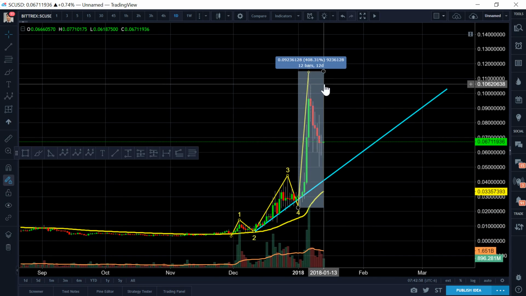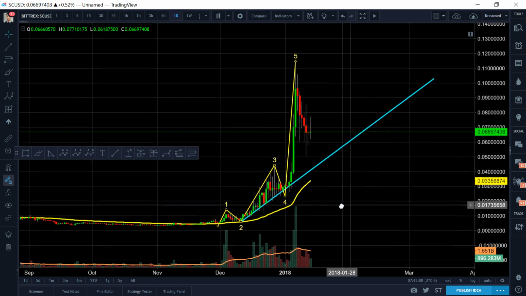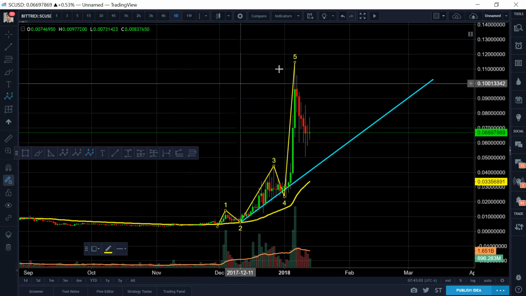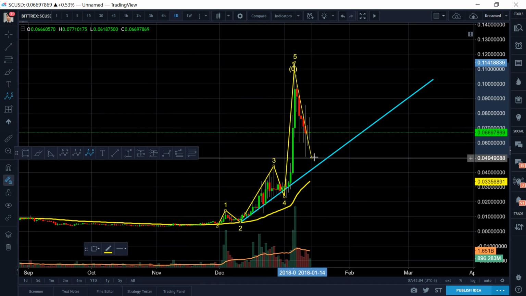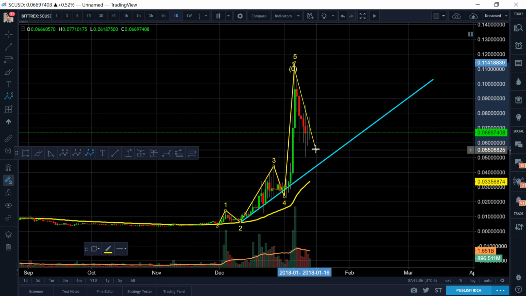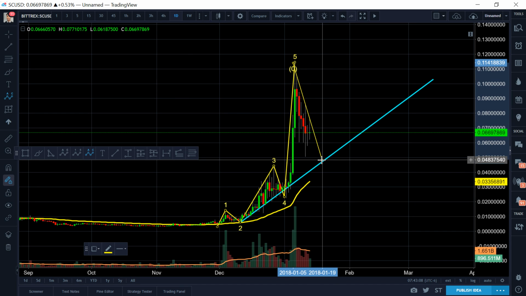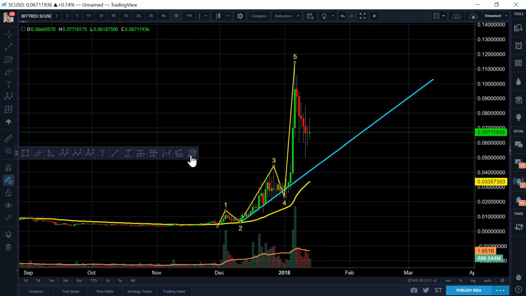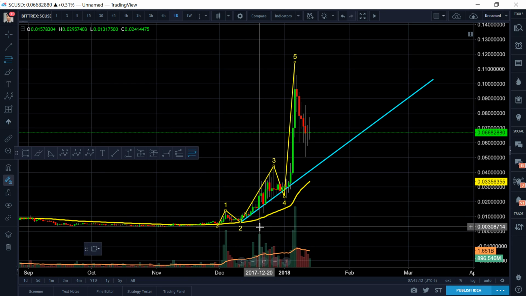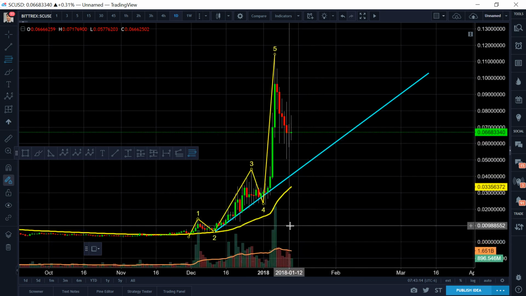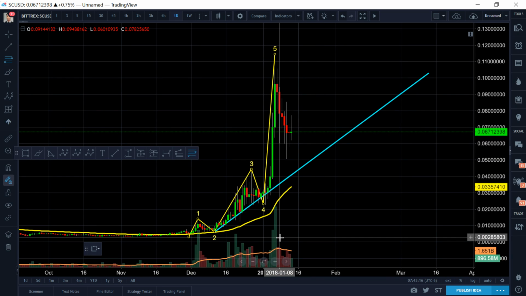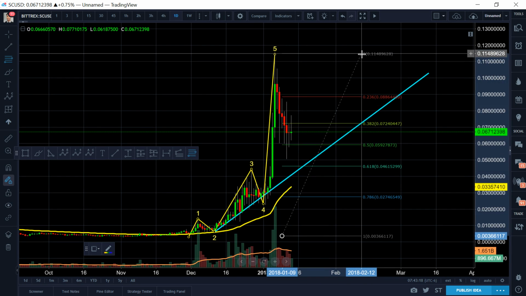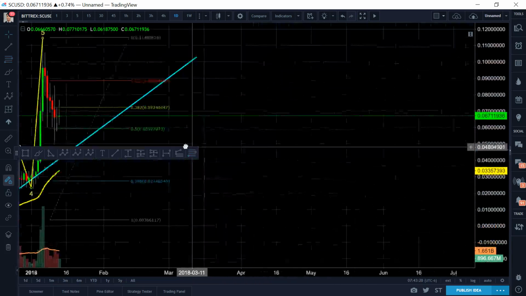So here you see the 1, 2, 3, 4, 5. Now what we want to see next, obviously, is some sort of A, B, C, right? We don't know how low it's going to go. We don't know how low this one's going to go. So what we want to do is get a retracement of all the way from the bottom of wave 1. Like that. So this is how we do it, guys.